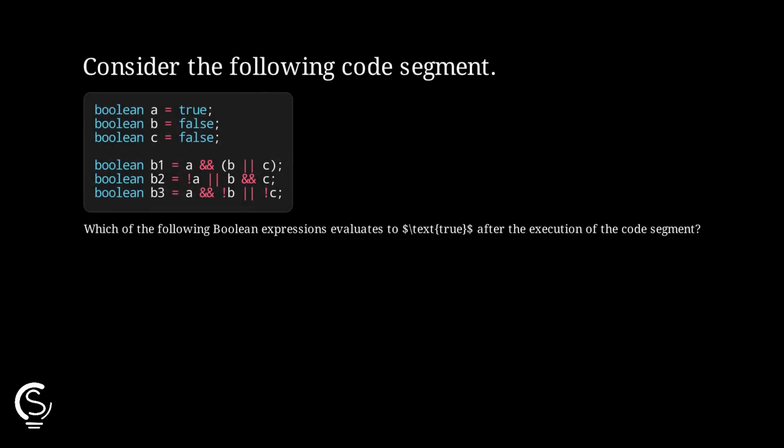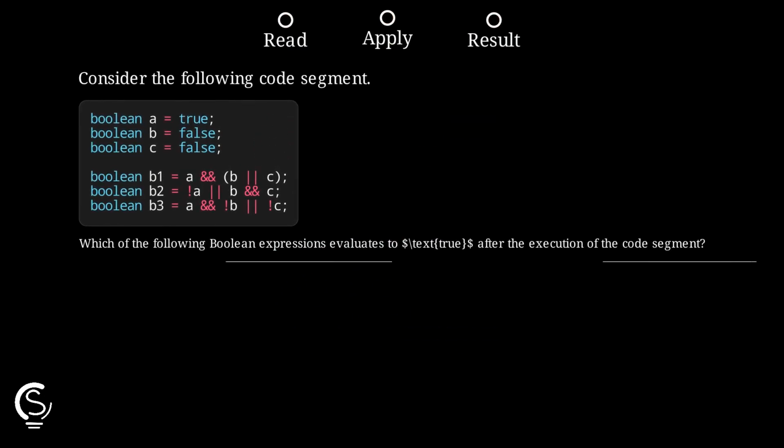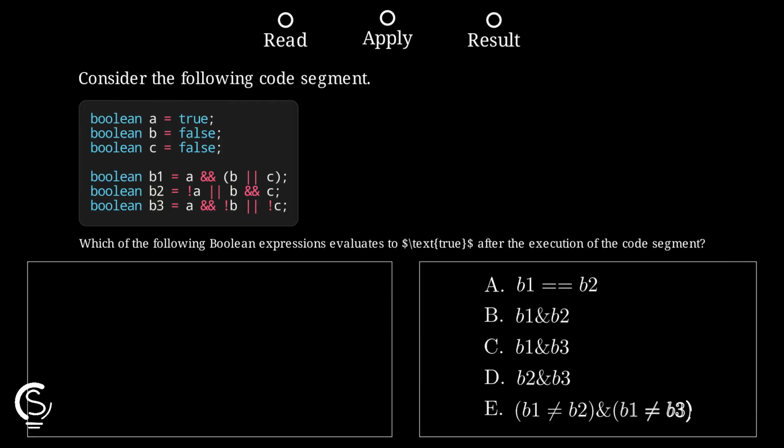Evaluate the variables using Java operator precedence, where not is evaluated before and, and before or. B1 equals A and B or C, equals true and false or true, equals false or true, equals true. B2 equals not A and B and C, equals not true and false and false, equals false and false, equals false. B3 equals A and B and C, equals true and false and true, equals false.